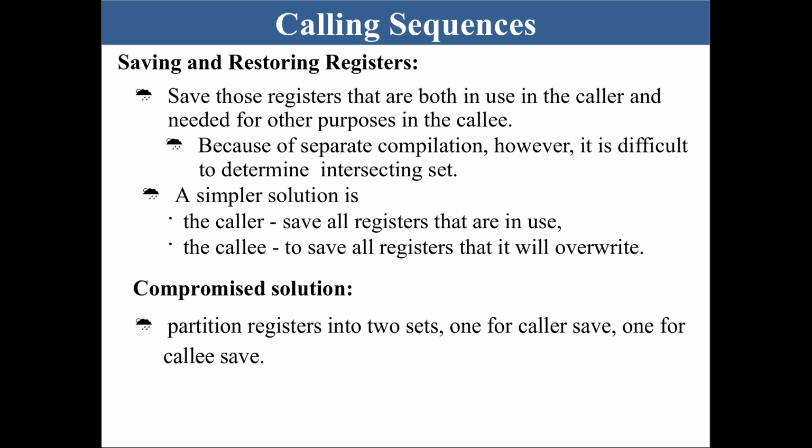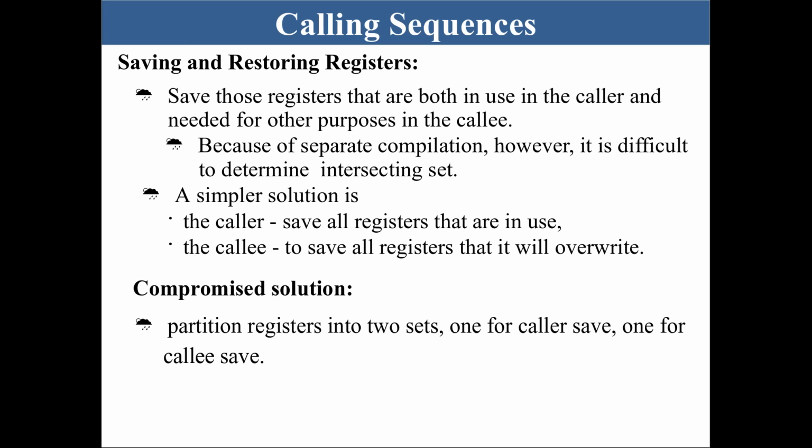Next is saving and restoring registers. The ideal approach is to save precisely those registers that are both in use in the caller and needed for other purposes in the callee. Because of separate compilation, it's difficult to determine the intersecting set, that is, the registers needed by both caller and callee. A simple solution is that the caller saves all registers that are in use, and the callee saves all registers that it will overwrite.